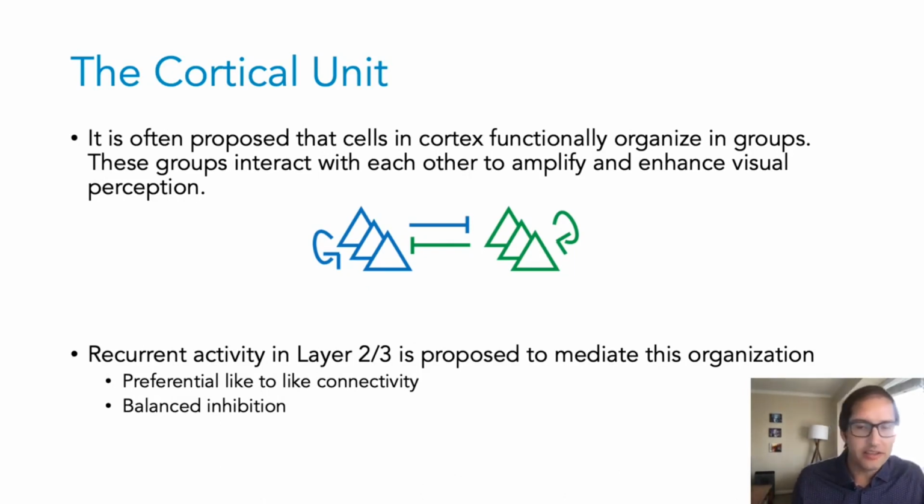This architecture provides a convenient mechanism to explain visual phenomena like pattern completion and competition, and often the recurrent activity between layer 2-3 neurons is proposed to mediate this organization. The preferential like-to-like connectivity combined with a strong role of inhibition seems to support this theory.